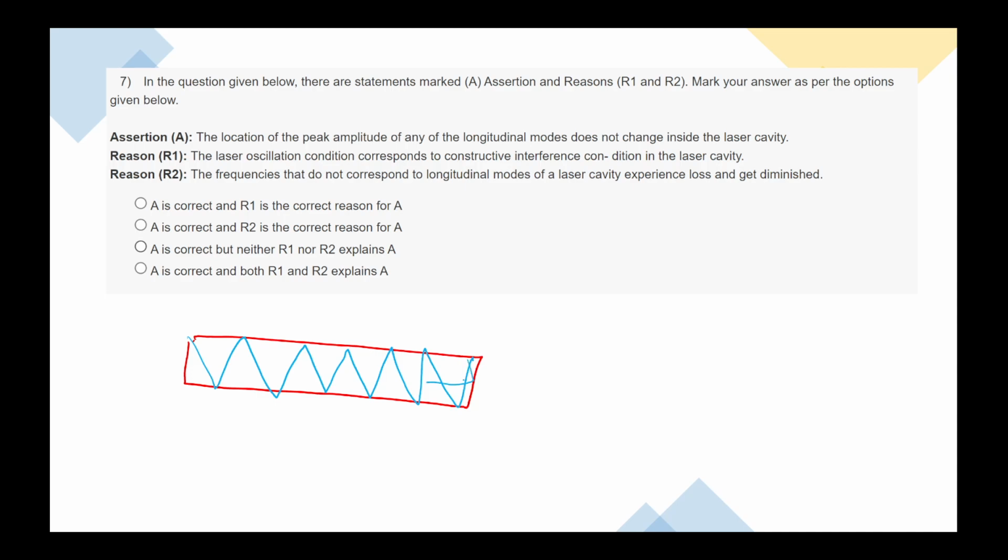Again, it will come back. Just assume that the Fabry-Perot is happening. So what is happening? At a particular place it will hit this side also like this. So the location will be the same, but the time is changing. So what we can say is that a standing wave oscillates in time, but the location of its peak amplitude does not change.